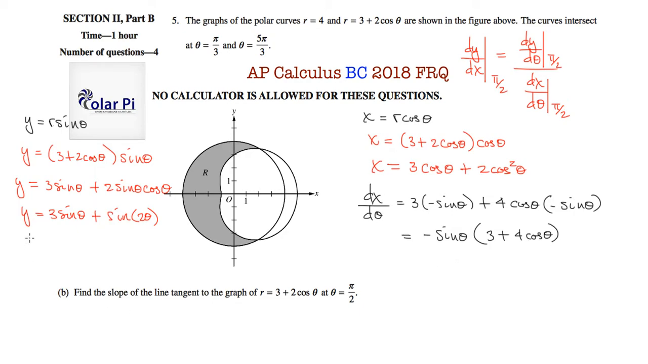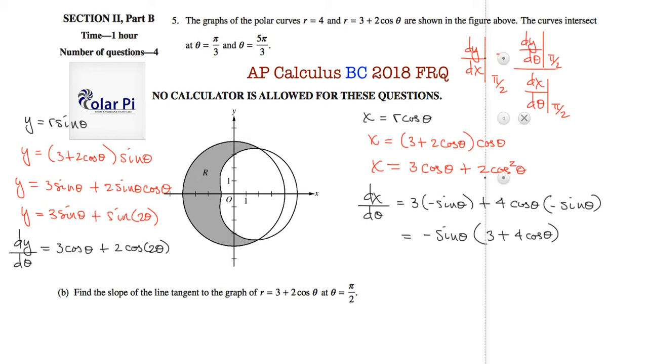And for y, we have that dy d theta is equal to 3 times cosine theta plus cosine 2 theta times 2, so plus 2 cosine 2 theta. And this is why it's marginally helpful to know that this is equal to that, because if you didn't, then you'd have to use product rule on this part when you're finding dy d theta. Okay, not a big deal.